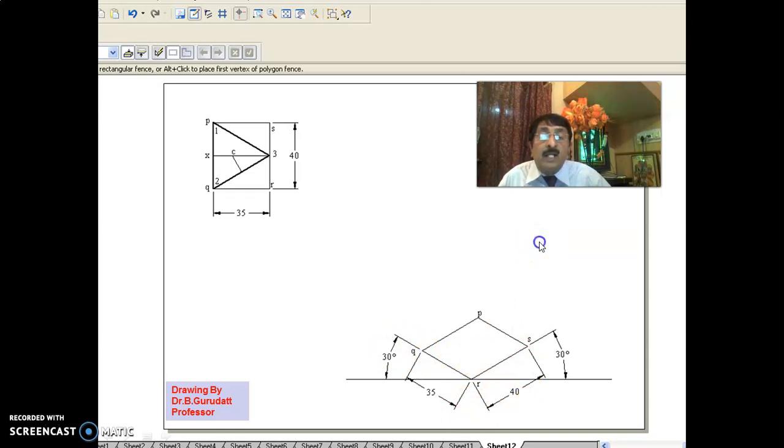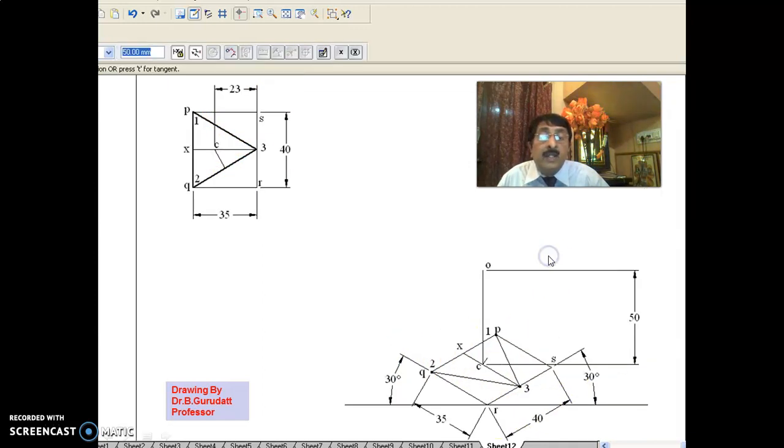Once you do that, transfer the points. 1 is on P, 2 is on Q, and 3 is in between R and S, and join this. Then on the 3x line, you are getting the C point, the center of gravity. This distance is 23. Then on this 3C, you get 23 here, 20. Then go up by a distance of 50.